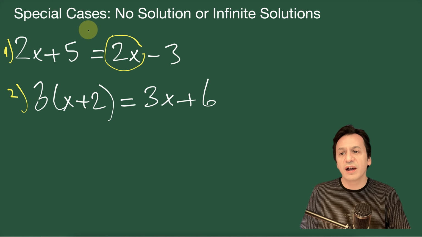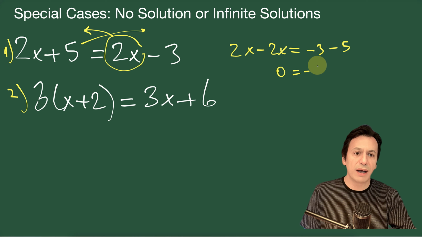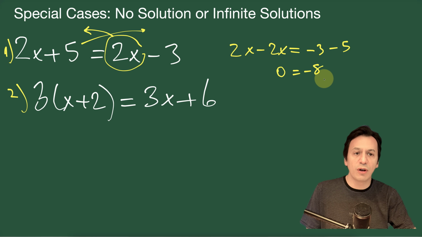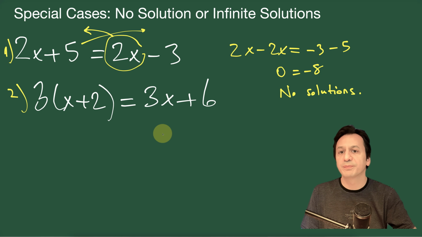2x minus 2x equals, now I put this plus 5 to the other side of the equation as minus 5, so it will become minus 3 minus 5, and now 0 equals minus 8. Such a situation cannot exist, so we say there are no solutions to this equation.